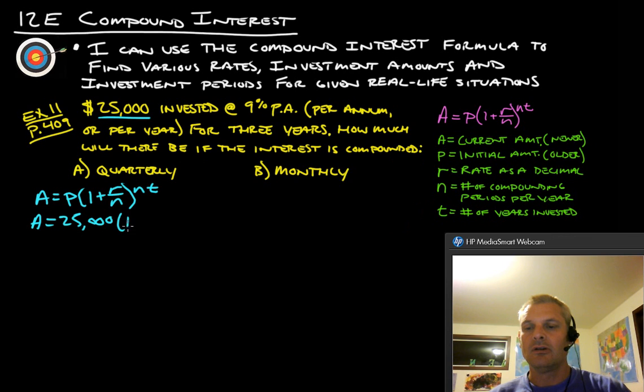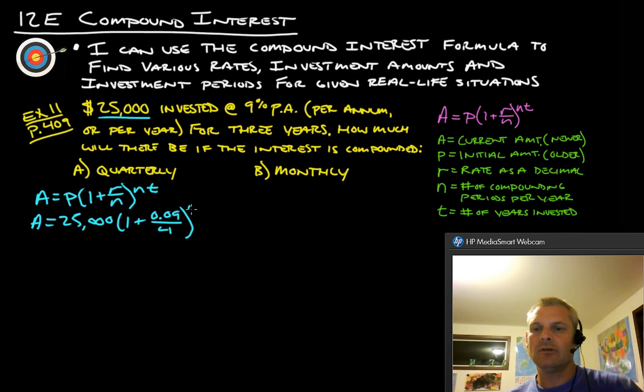$25,000 times 1 plus R, our rate as a decimal. So there's 9%, so it's 0.09 divided by N, the number of compounding periods, which is quarterly. Quarterly means there are 4 quarters in a year, right? So those 4s go there. And then the T is the number of years, which in this case is 3. So 4 times 3. So we used all of our information here.